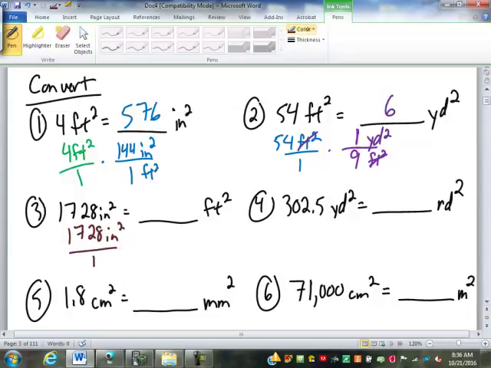1,728 square inches going into square feet. Again, feet are larger, so that's where the 1 goes. We've already established 144 square inches. Square inches divide out. Because the 144 is on bottom, it's 1728 divided by 144, which gives us 12 square feet. And over here, 302.5 square yards.